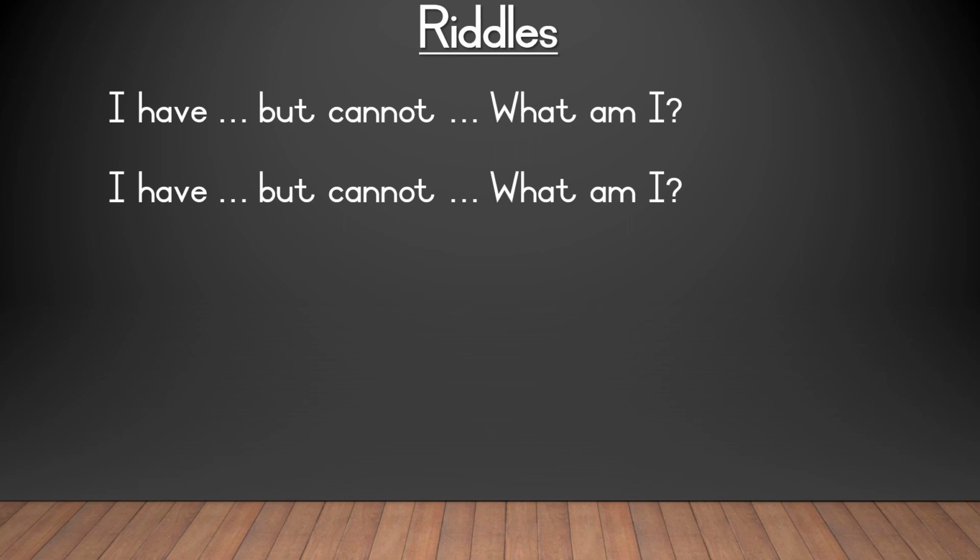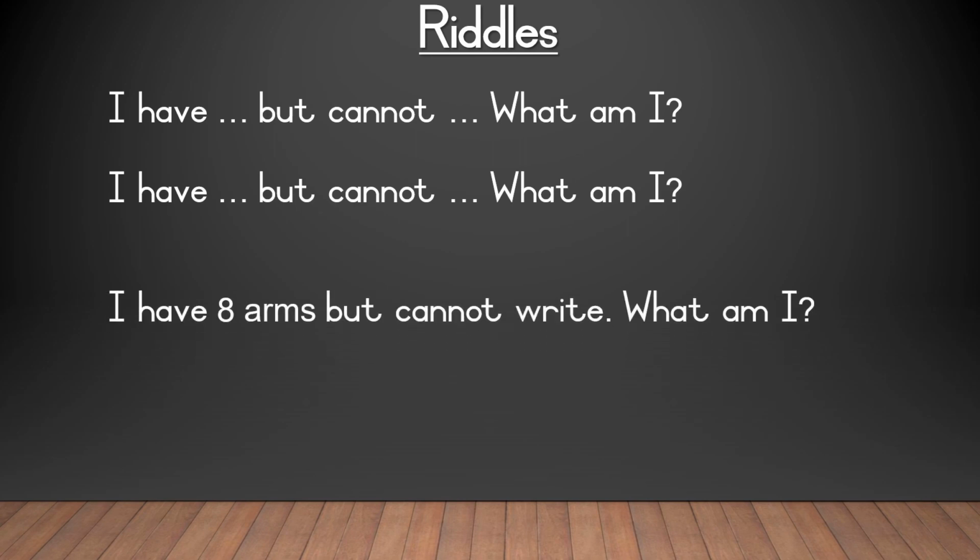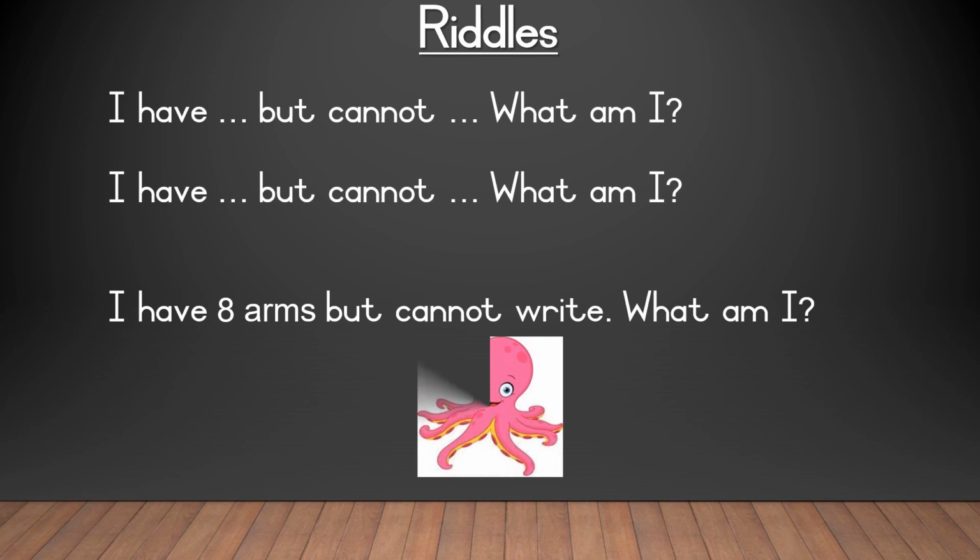Let me show you an example. I have 8 arms, but cannot write. What am I? My picture is an octopus, because an octopus has 8 arms, but he cannot write. Have you ever seen one writing? I sure haven't.